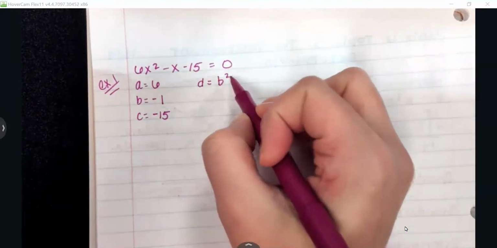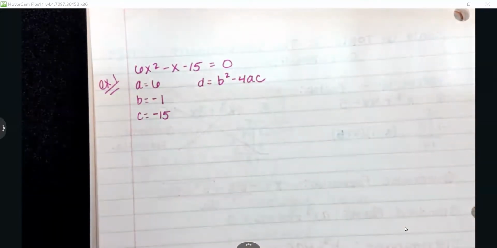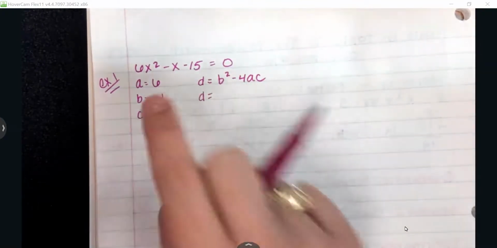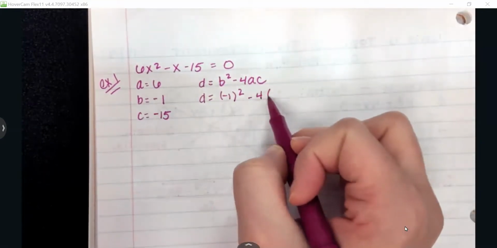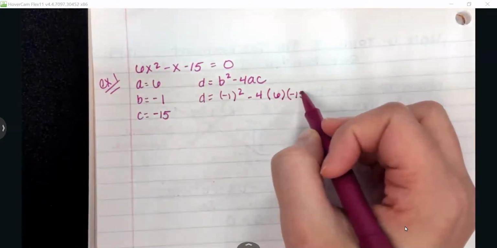D equals, my formula is B squared minus 4AC. Whether you use a calculator or you don't, you have to use parentheses. Even if you plug it in your calculator without parentheses, it'll calculate it incorrectly. You have to use parentheses, okay? So my D, or my discriminant, B squared, that is -1 squared, minus 4 times A is 6 times C is -15.